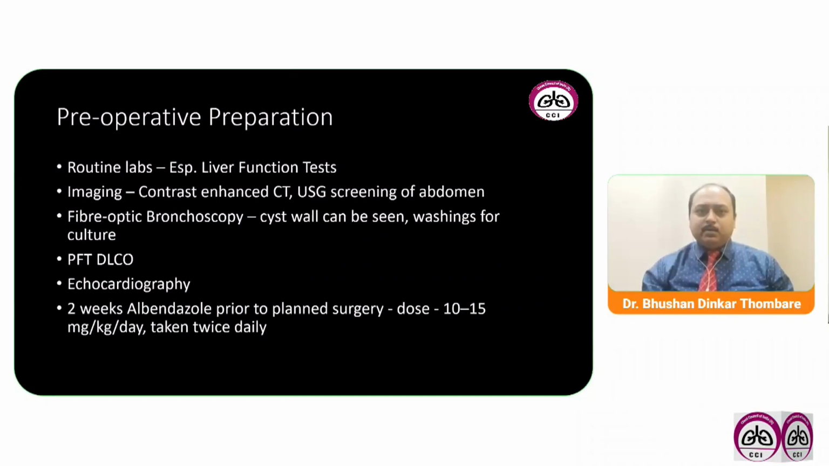What is the preoperative preparation required? Routine labs, especially the liver function test, imaging, contrast enhanced CT, a USG screening of the abdomen to look for any other cysts, fiber optic bronchoscopy to see the cyst. Sometimes you can see the cyst wall, and washings for a culture. PFT, DLCO, echocardiography as a part of cardiopulmonary assessment. Two weeks of albendazole therapy prior to planned surgery, dose 10 to 15 milligram per kilogram per day, taken twice daily.